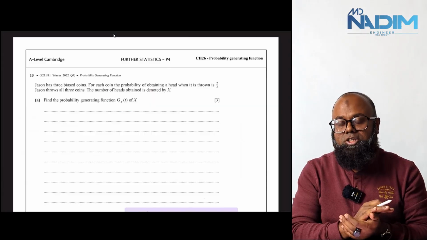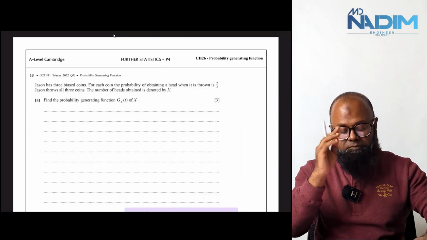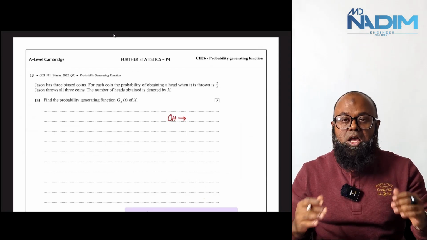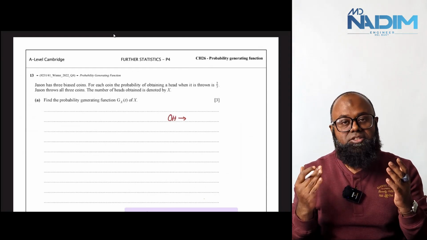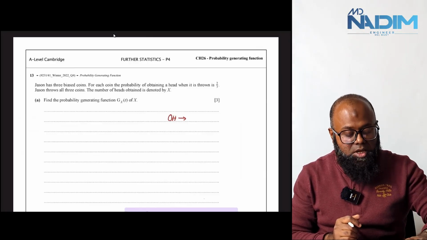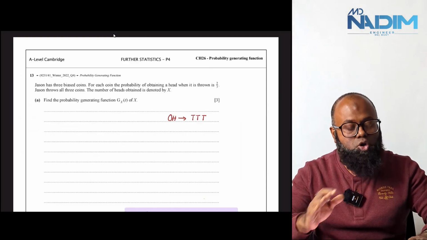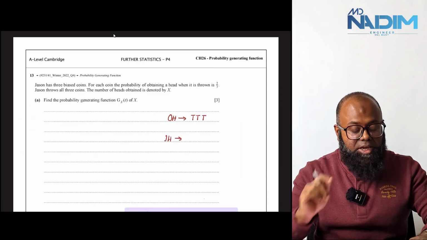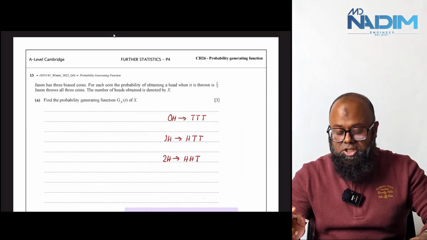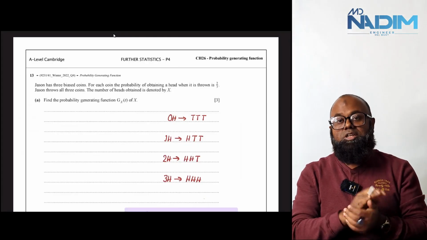First of all, I need to find the probabilities of each and every value of the random variable. So how many heads can we get? We can get 0 heads from the 3 tosses: 3 tails, that means no head. We can get 1 head, HTT. We can get 2 heads, that is HHT. We can get 3 heads. So these are the possible outcomes that we can have.